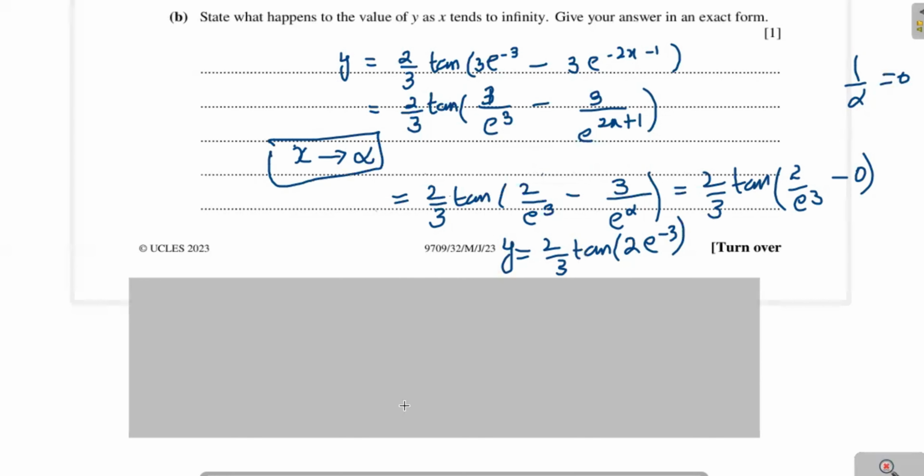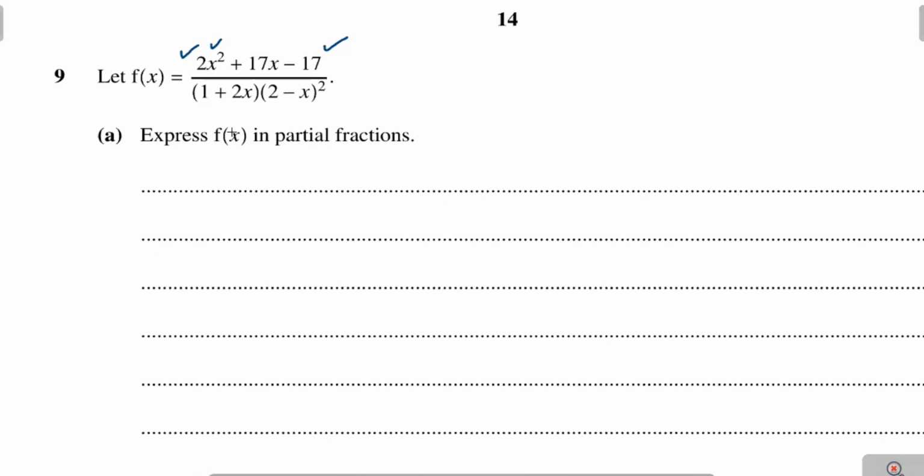Question number 9: let f of x equal to 2x squared plus 17x minus 17 over 1 plus 2x into 2 minus x whole squared. Express f of x in partial fractions. You see here, this fraction is a proper fraction because the degree of the numerator is 2 and the degree of the denominator expression is 3. Therefore, this is a proper fraction.